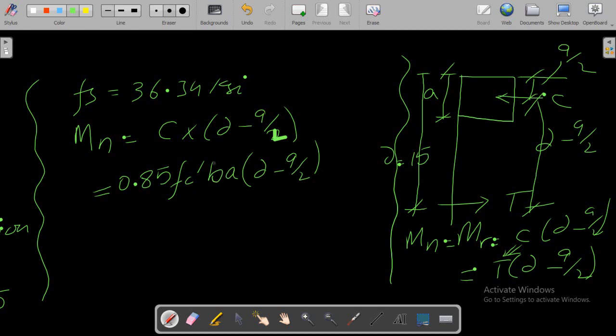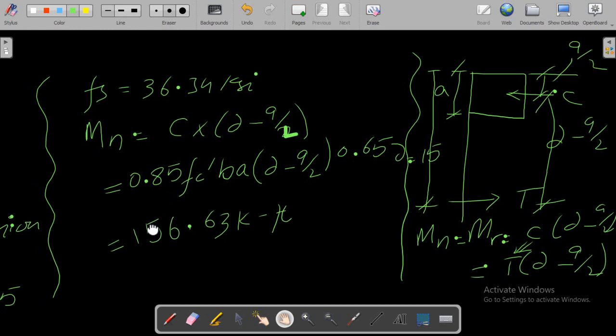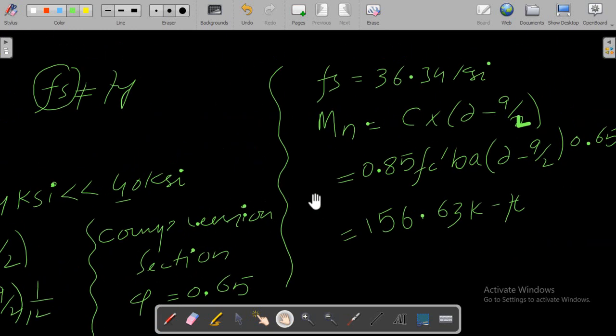Now we know the value of b, that is 12 inches. We know a, that is 9 inches, which we calculated, and if you multiply this with the reduction factor, that is 0.65, right? From this we will find the same result, 156.63 kip-feet. So this is another way of doing such a calculation in the case of an over reinforced section, although you can also do this calculation in the case of an under reinforced section, right?